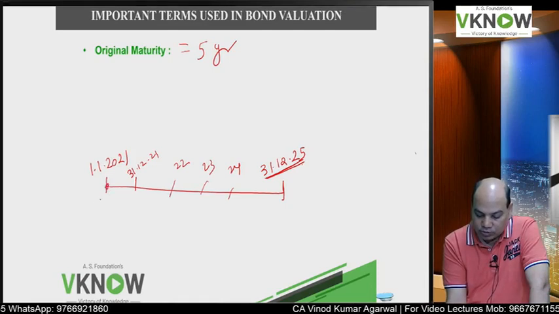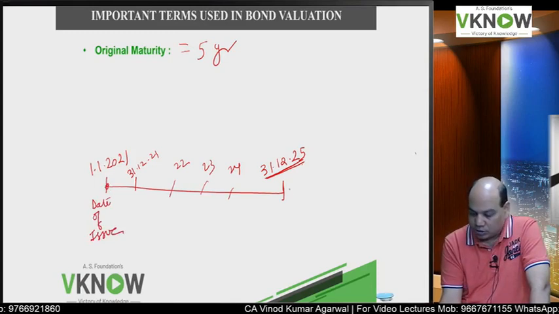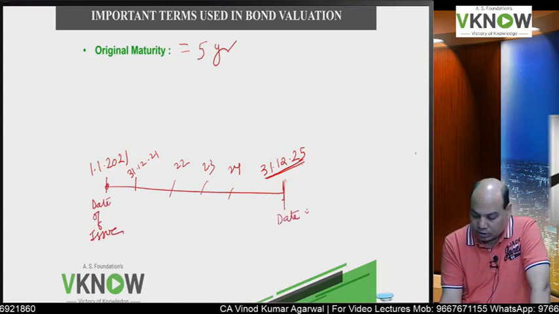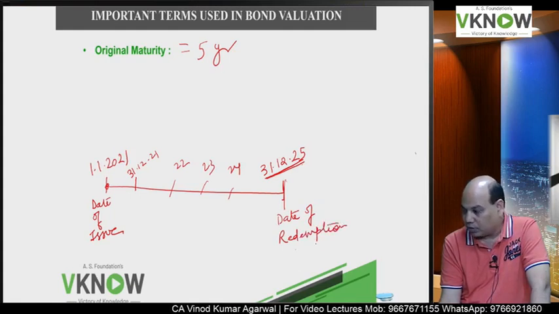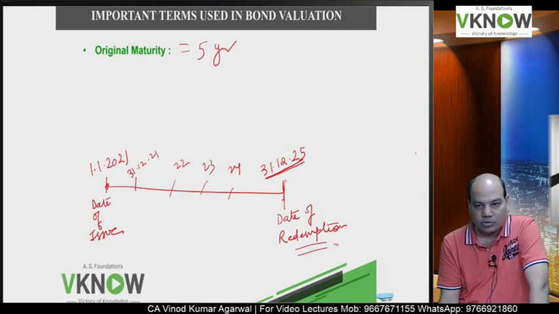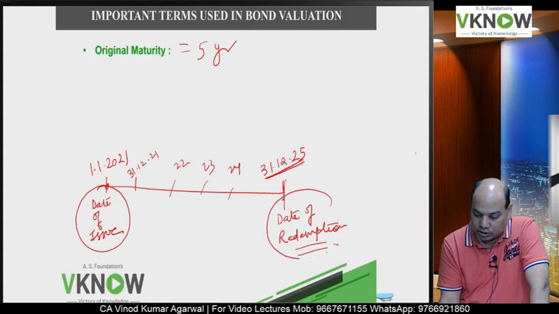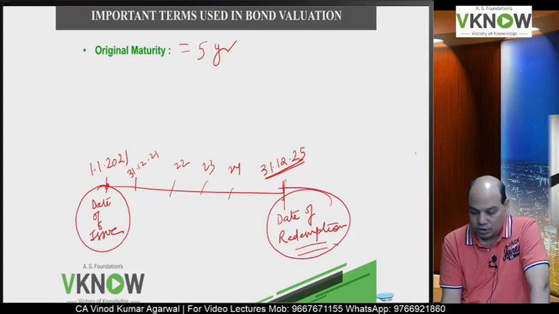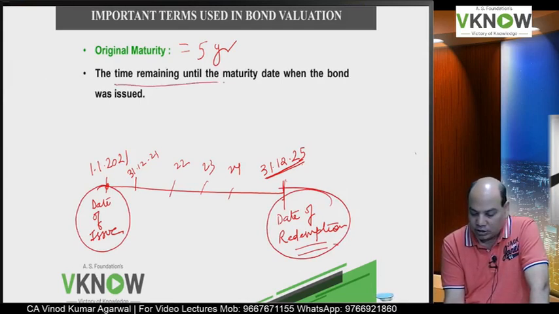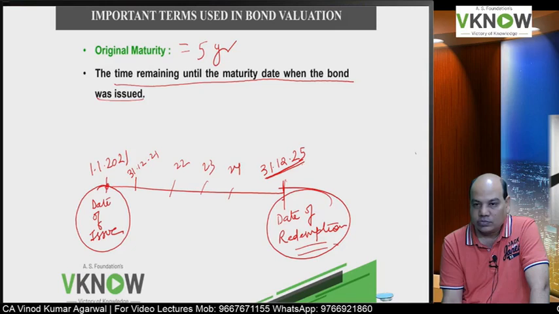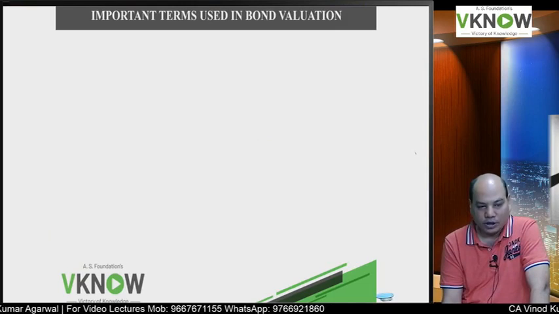Original maturity means from the date of issue you will start counting and till the date of redemption you have to count. Be very careful with the wordings in the question. Okay. So original maturity, I have written this definition: time remaining until the maturity date when the bond was issued, and the example is this: 5 years from the date of issue.